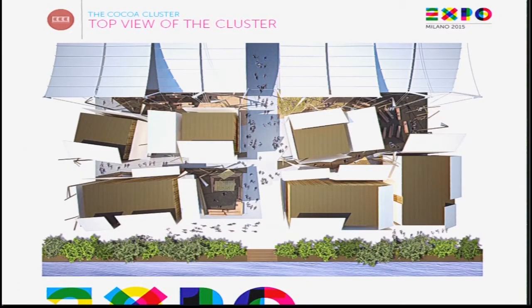This is a top view of our cluster, where you can see the natural environment, the public area, and this pavilion. They are folded up, and you can see by means of this white textile, these white sails. This is a plan.